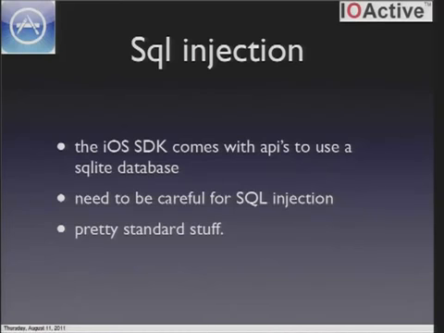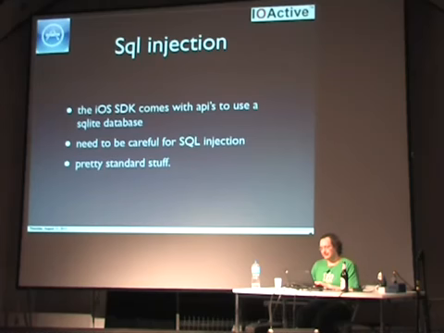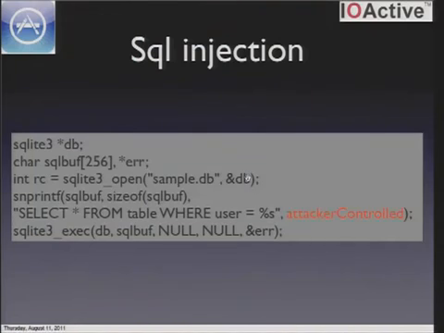The iOS SDK comes with APIs to do SQL stuff, because you can do client-side SQL. Obviously, this is pretty standard stuff. You start doing SQL, you'd better be very careful with SQL injection. So this is a very trivial example where you open up a SQLite database, you do a select from the SQLite database, and this is a trivial SQL injection bug right here.